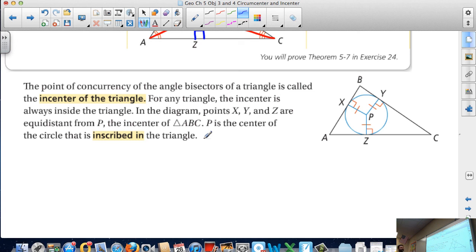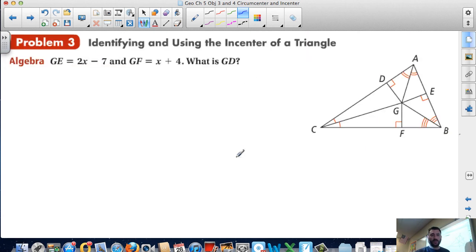And again, they give us another little diagram of this that shows us that we've got point P, which is the intersection of all our angle bisectors, and that those points are equidistant from the three sides. What this gives us is a circle that we say is inscribed in the triangle. So the circle is inscribed. The circle has a center at point P, the incenter, and then intersects the triangle at the points X, Y, and Z, which again give us those three segments that are equidistant from P to the three sides. Okay, so one last quick example and we'll wrap up this portion of chapter 5.